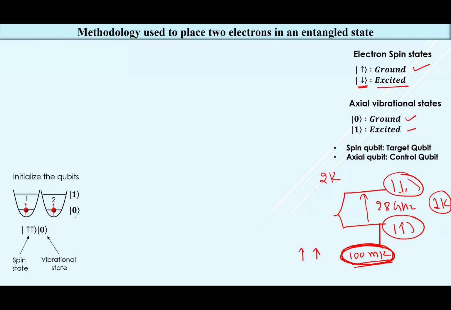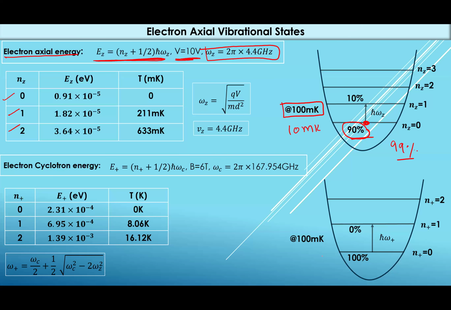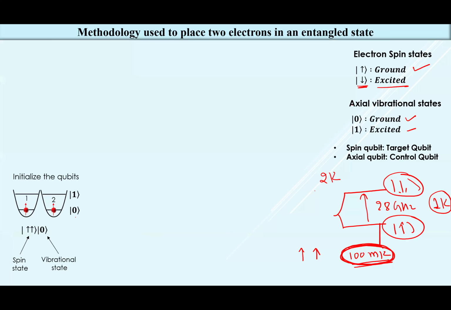And the same is true for the vibrational level also. You can see here in this diagram, I told you, if you go to 110 millikelvin, then there is a 99% chance that the particle will be in the n equal to 0 state. So temperature is the criterion here. So if I cool down the system to, let us say, 10 millikelvin, then after a few microseconds, you are almost sure that the particle will be in the ground state. You can check also later on.